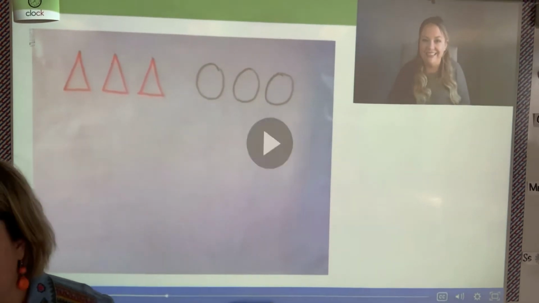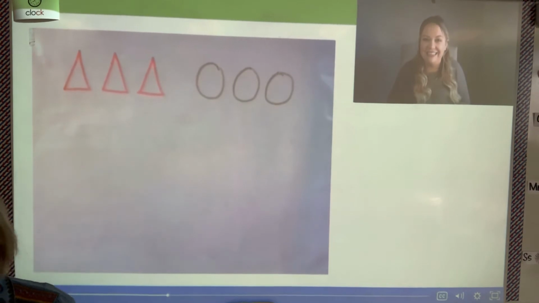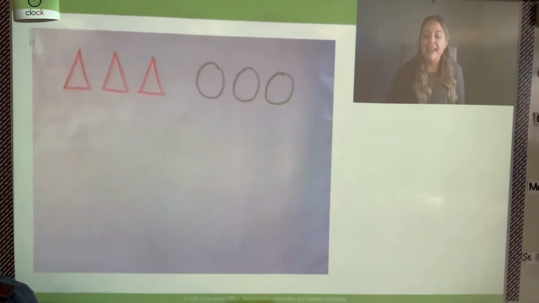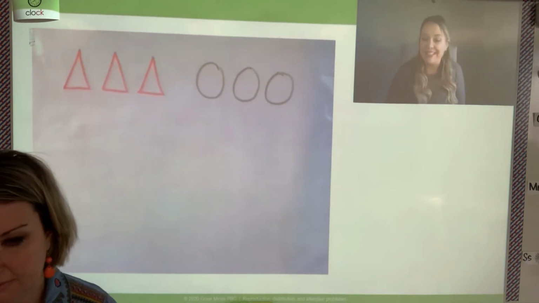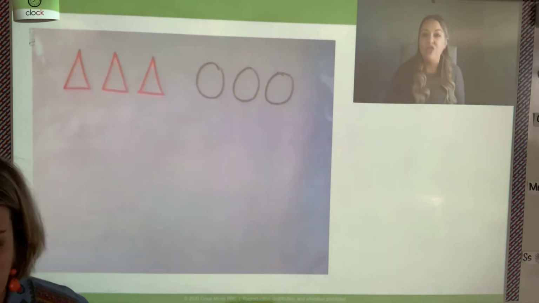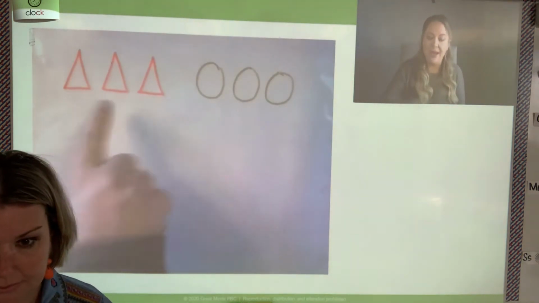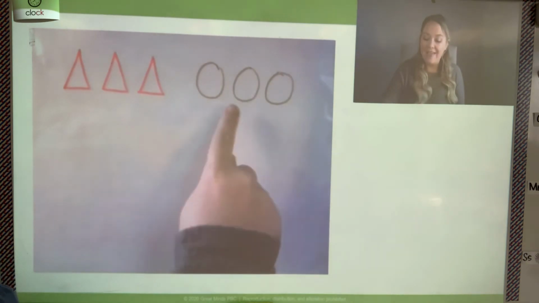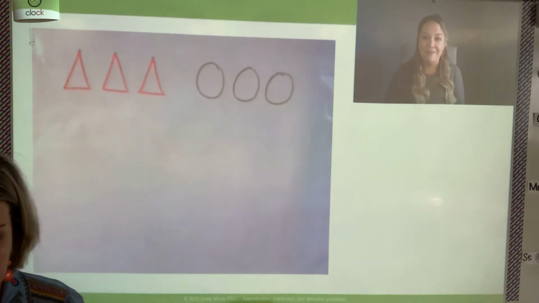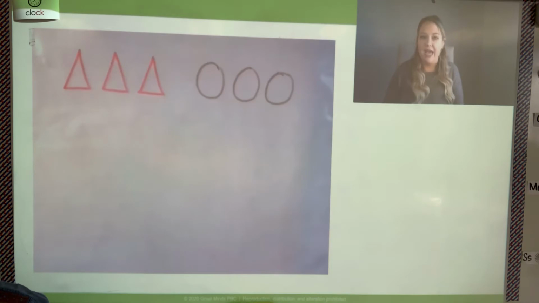Okay. Now we want to make a number sentence about our shapes. We already have 2 clues that will help us write our number sentence. We have 3 triangles and 3 circles. Let's write a 3 under our set of triangles.